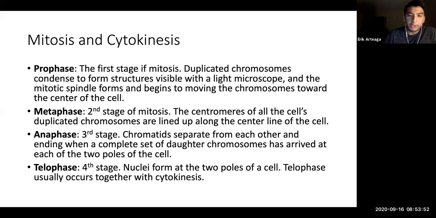Okay. So prophase, again, is the first stage of mitosis. Duplicated chromosomes condense to form structures visible with a light microscope, and the mitotic spindle forms and begins to move the chromosomes toward the center of the cell.